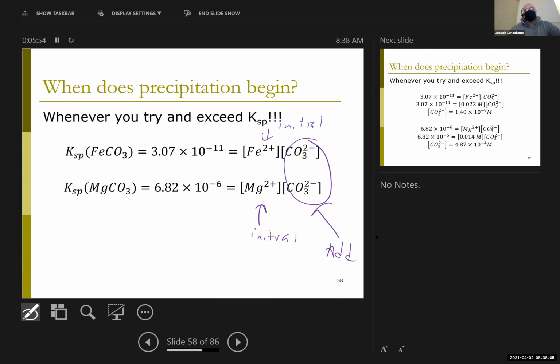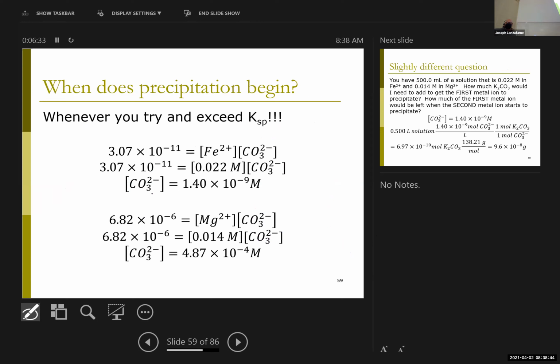The carbonate's initially 0, but I'm going to add as much as I need to make the equilibrium matter, or if you prefer, to start the precipitation. And so essentially what I have here are two thresholds for precipitation based on the amount of carbonate added. And I want those to be as far apart as possible. And that was my hope in choosing the carbonate, because the Ksps are far enough apart that the thresholds for precipitation should be far apart.